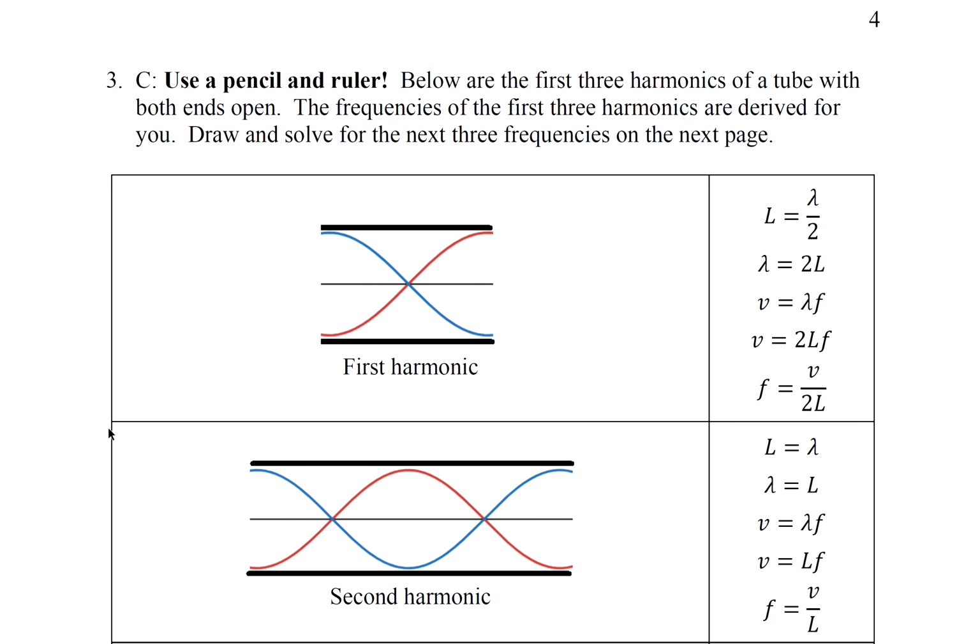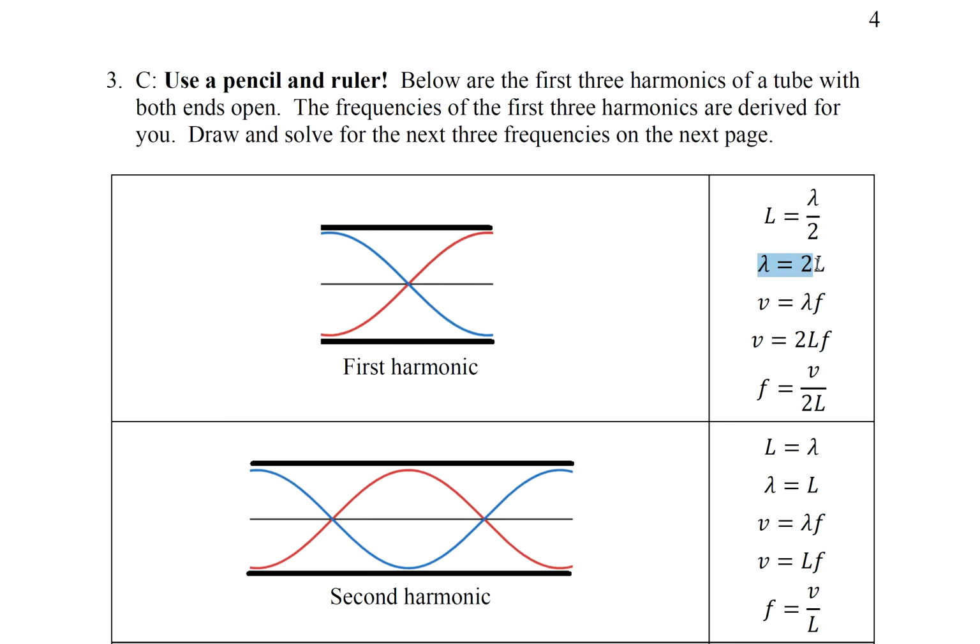Part C. Below are the first 3 harmonics of a tube with both ends open. The frequencies of the first three harmonics are derived for you. Draw and solve for the next three frequencies on the next page. So this is what we call the first harmonic of an open tube. Both ends open. So remember, if it's an open tube, we have an antinode next to the open end. So the length of this tube is lambda over 2, meaning we only see half a wavelength.